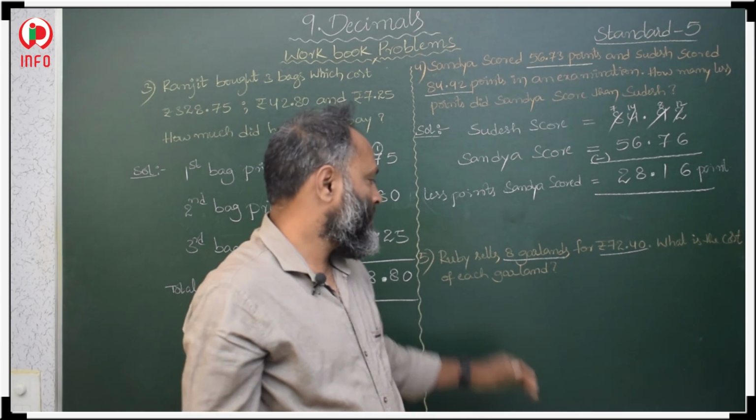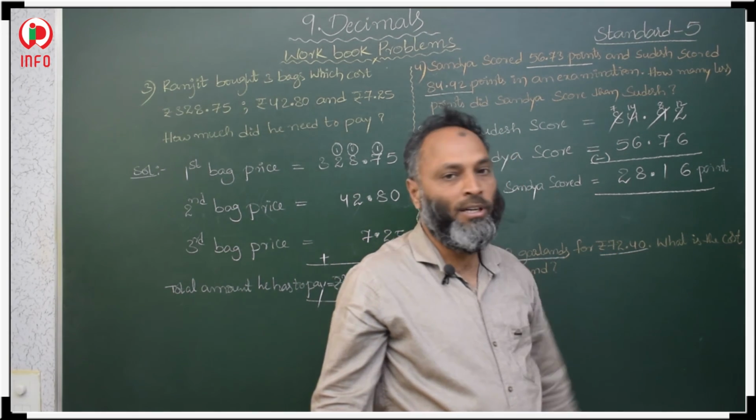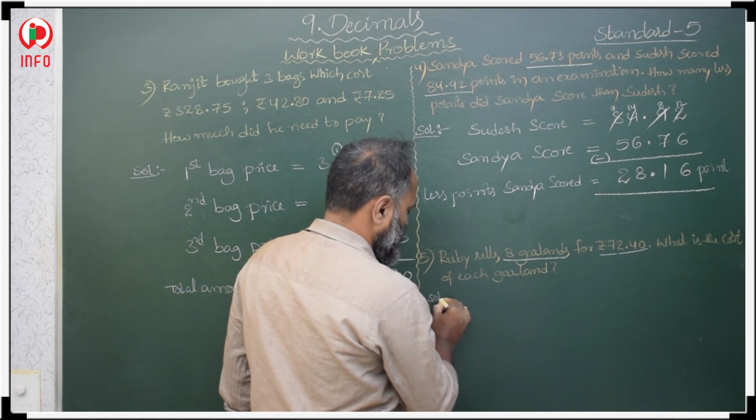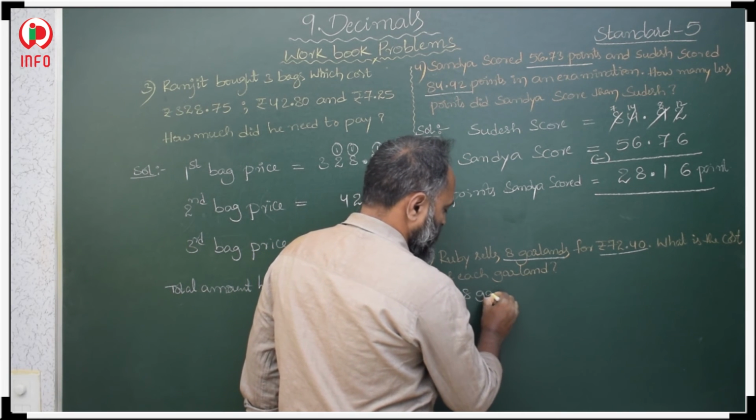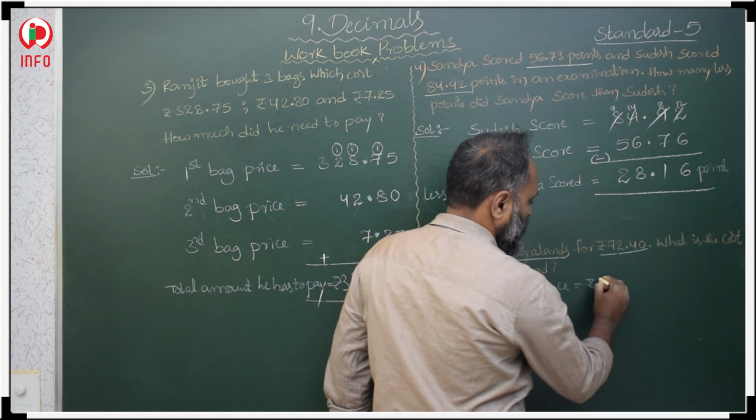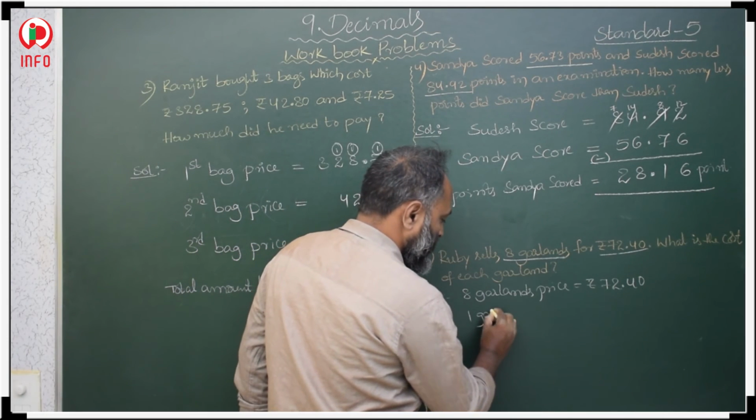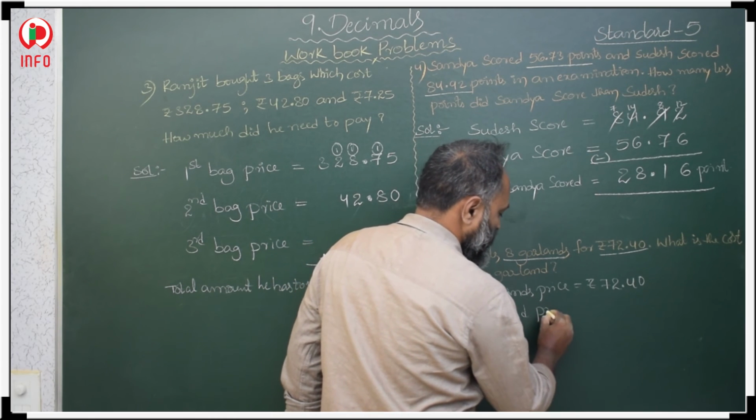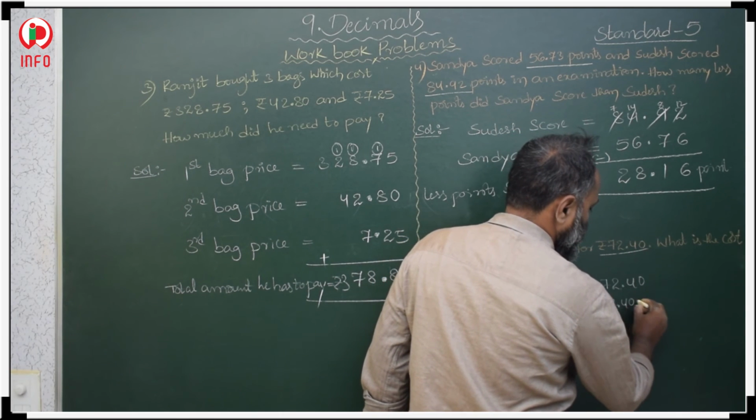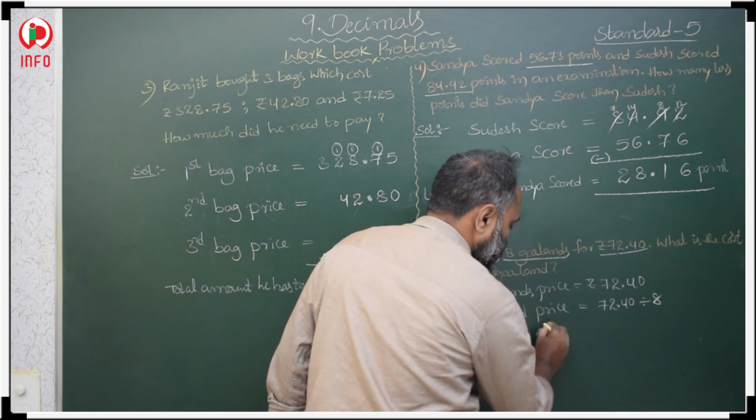So see, Ruby sells 8 garlands for rupees 72.40, and what is the cost of each garland? The price of 8 garlands is rupees 72.40. Now, one garland price is equal to 72.40 divided by 8. 8 divides 72.40.